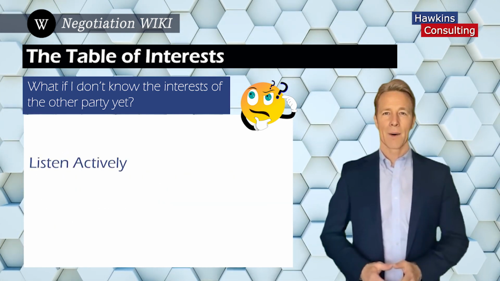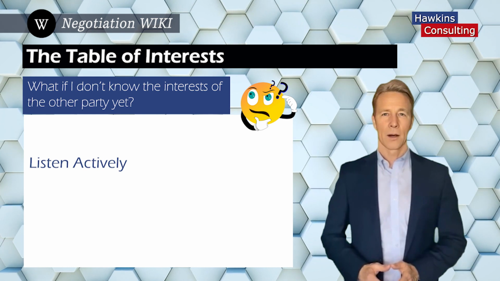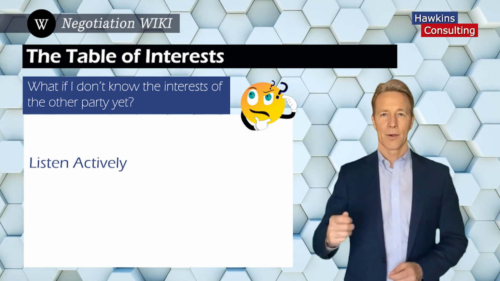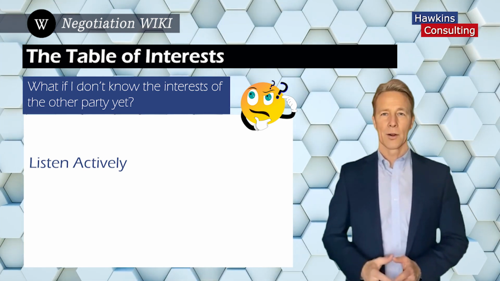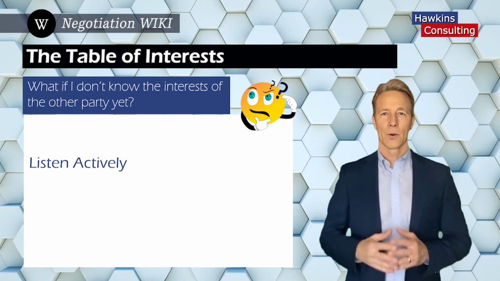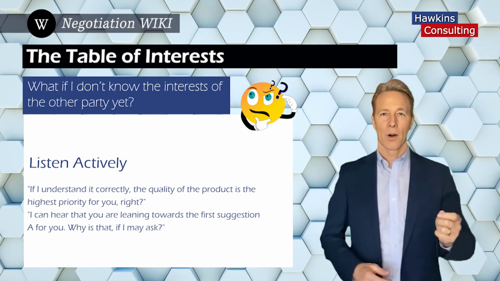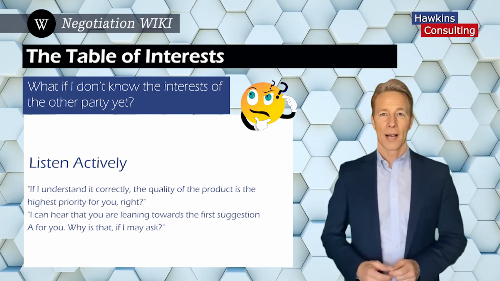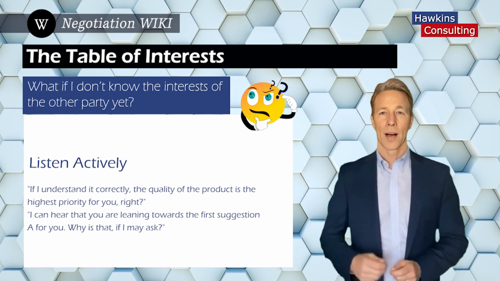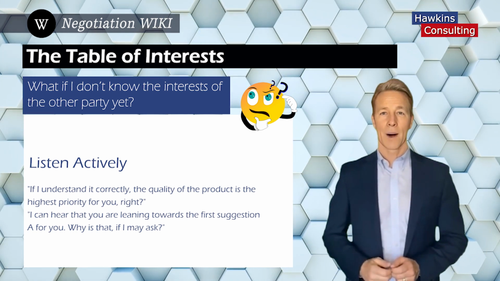Listen carefully to the other party's words and try to interpret their words and body language. Look for keywords and signals that reveal their interests and needs. Phrases you can use here are, "If I understand it correctly, the quality of the product is the highest priority for you, right? I can hear that you are leaning towards the first suggestion A for you. Why is that, if I may ask?"